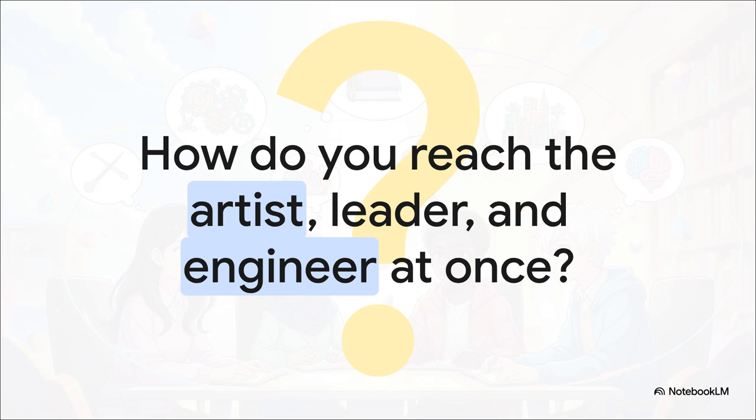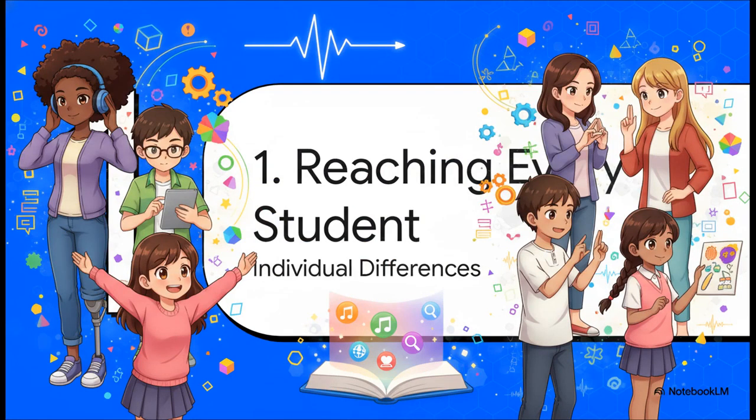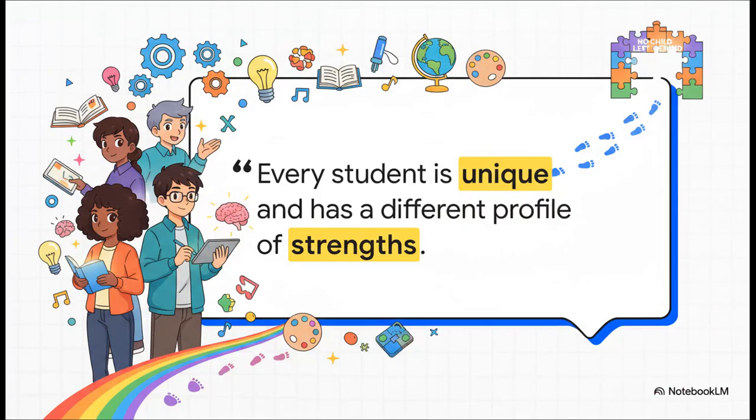Let's dive into it. All right, section one, reaching every student. The first step is just admitting that individual difference isn't some buzzword. It's the absolute reality of your classroom. We're talking cognitive, physical, social, the whole spectrum. This quote really hits it home. Every student is unique and has a different profile of strengths. So our goal here isn't just to notice these differences, but to really understand them. That's how we make sure no child gets left behind.